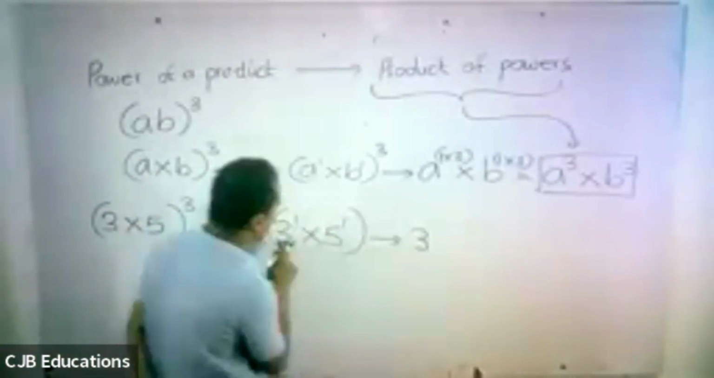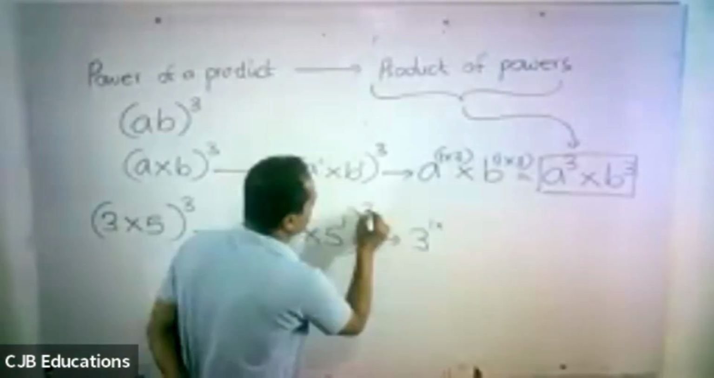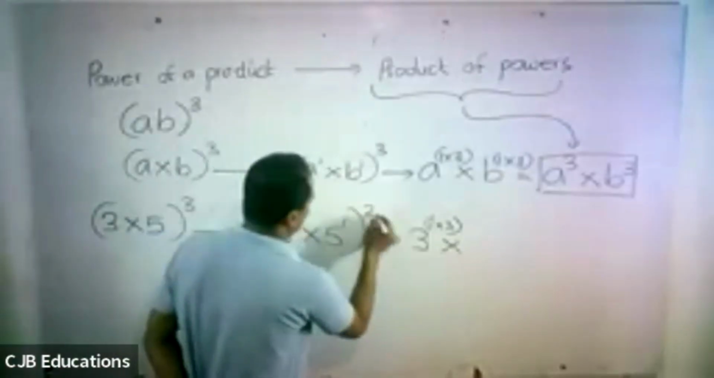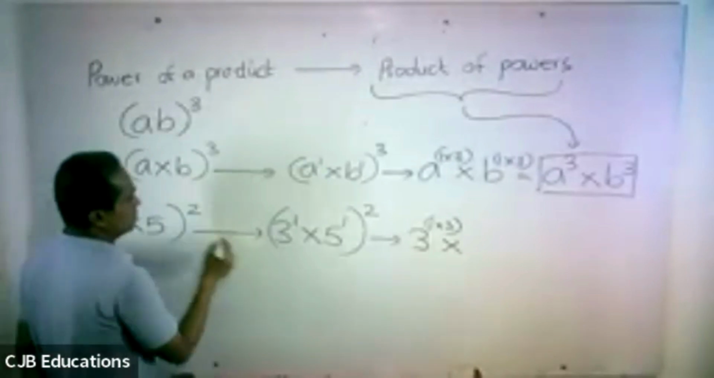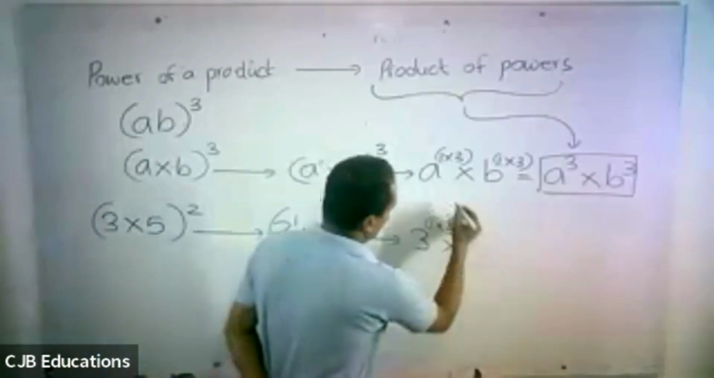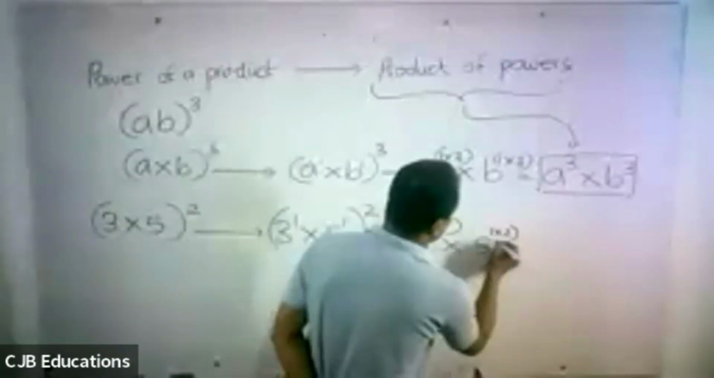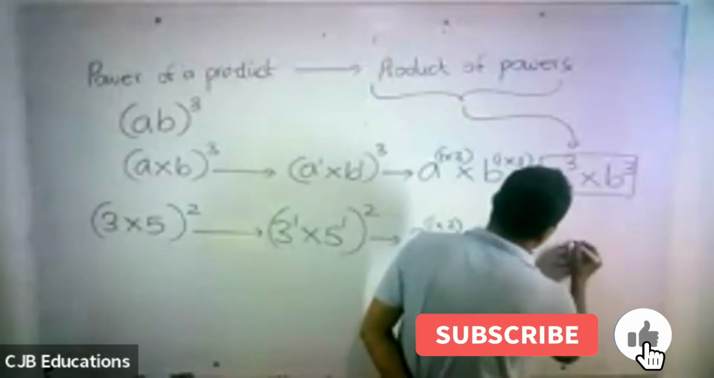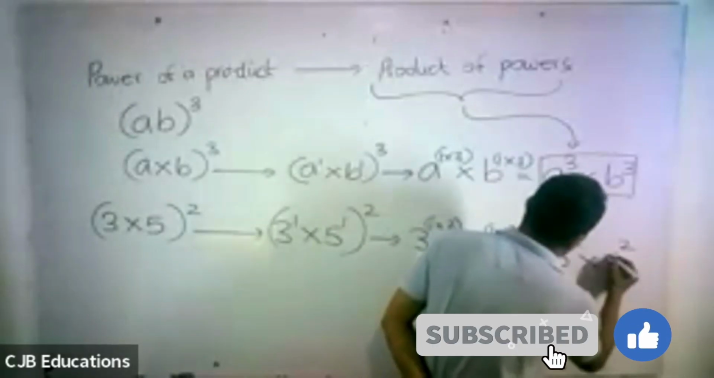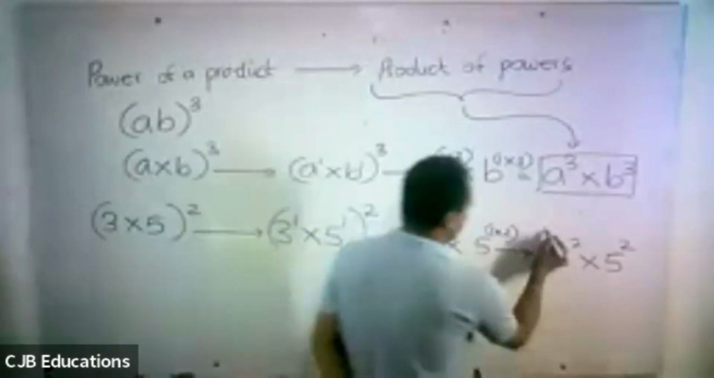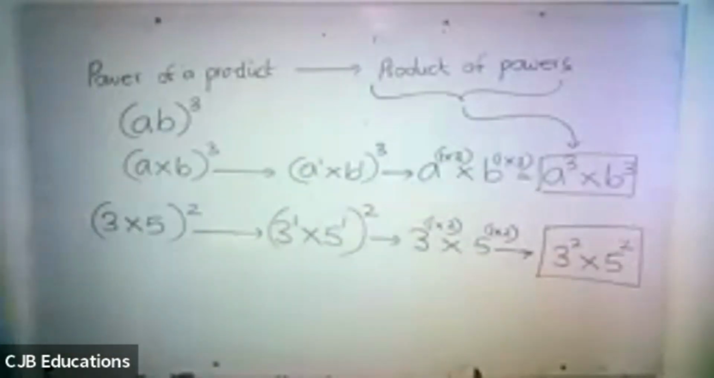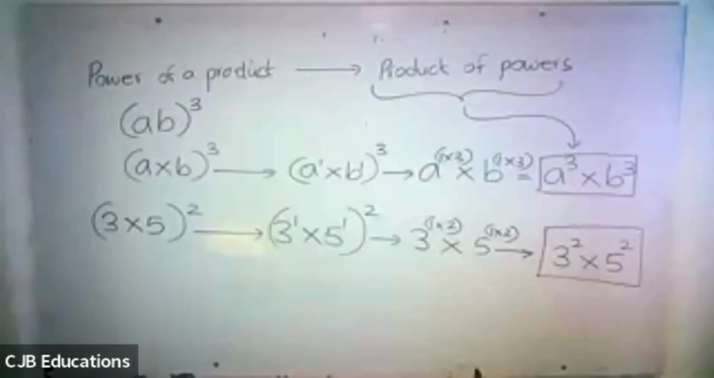We should multiply them: 3 to the power 1 times the outside 3, and here 5 to the power 1 times 2. And the product of powers becomes 3 to the power 2 into 5 to the power 2. Is it clear? How does it become that? Yes. Right.